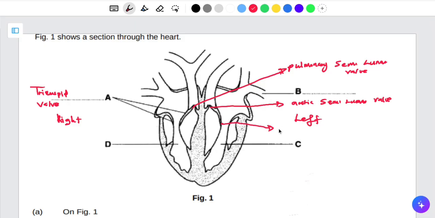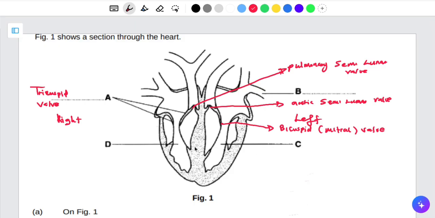bicuspid valve. So tricuspid valve is found on the right side of the heart. Then bicuspid valve, or some pronounce it differently, but it is bicuspid valve. So this bicuspid valve is found on the left side of the heart. It is also called the mitral valve. Okay, so these are the things that you need to know. Valves are very, very important to know.